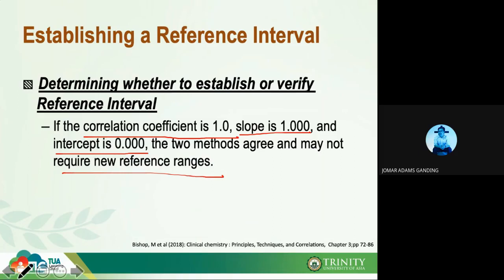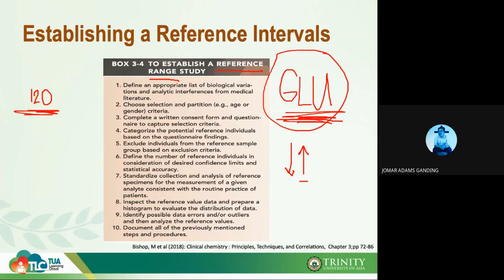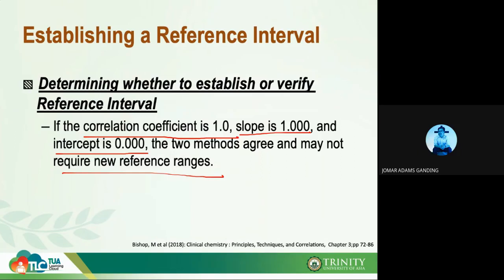So it's very important. You need to identify again if you would now be applying, or if you would now be establishing the reference interval. Sir, what if the correlation coefficient is not equal to 1, the slope is not equal to 1, and the intercept is not equal to 0? Then that's the time that you can establish a new reference interval, because again, the former one is no longer applicable. The old reference range is no longer applicable now.